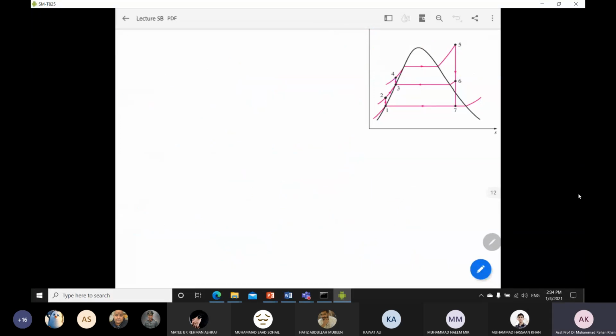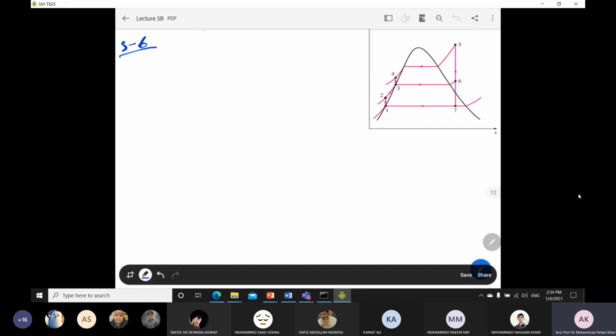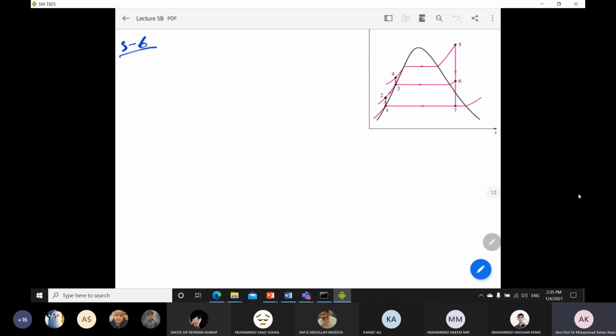Okay, so coming towards your state number 6. For state number 6, we do not know whether it will be superheated or a saturated vapor. So how can we find this condition for state number 6? First, you have to know from your thermodynamics 1 knowledge that if your entropy value is greater than the saturated entropy value, it will be in the two phase region.